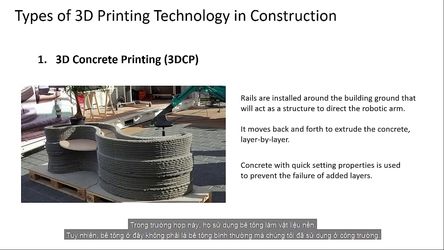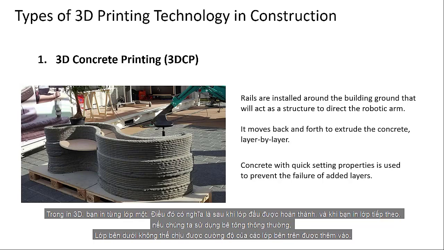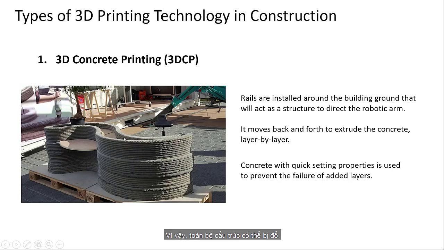However, the concrete used here is not the normal concrete we use on the construction site, because if we use the normal concrete, it takes a very long time to settle. The settling time is very long. In 3D printing, you print the material layer by layer. So after one layer is done, when you do the next layer, if you use normal concrete, the layer below cannot withstand the weight of the upper layer, so the structure may fall.